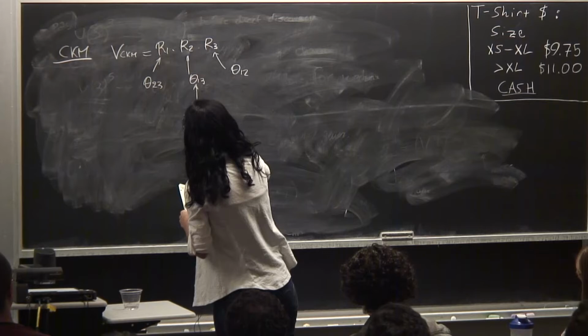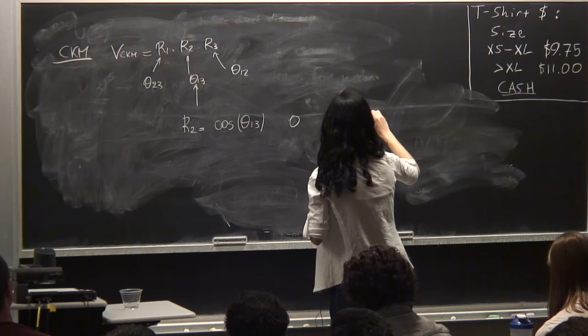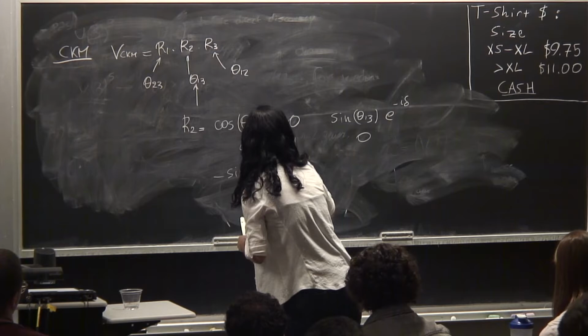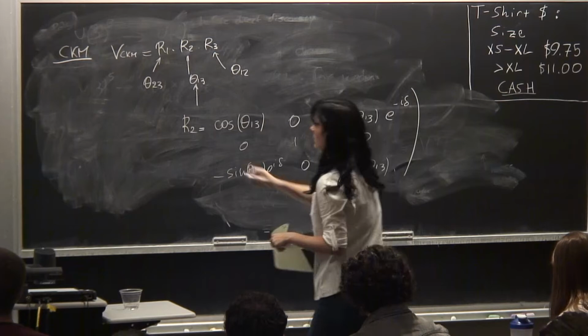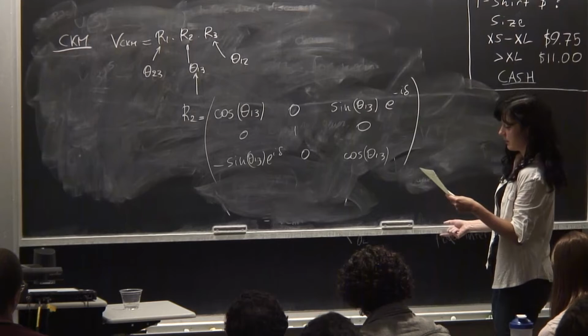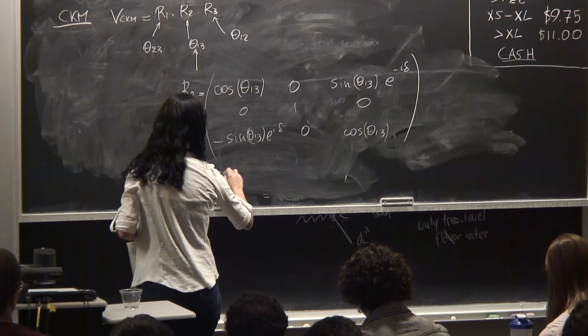So at the end of the day, the R2 rotation will be written as cosine of theta 1,3, then a zero because the second generation is not involved, then sine theta 1,3 times this phase. Then you have 0, 1, 0, and so on. Again, this is just a convention, but this is a physical phase, so it should be somewhere. And this is what we call the standard parameterization of the CKM matrix.